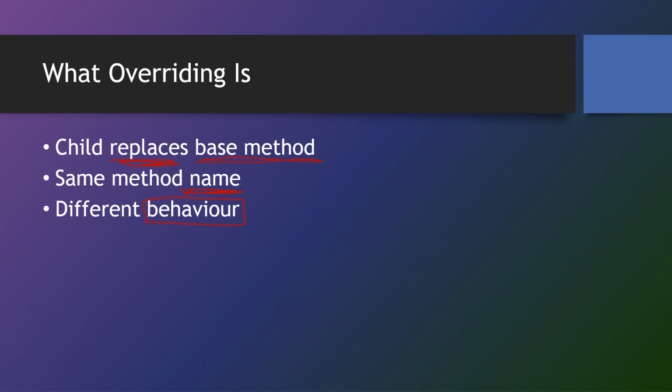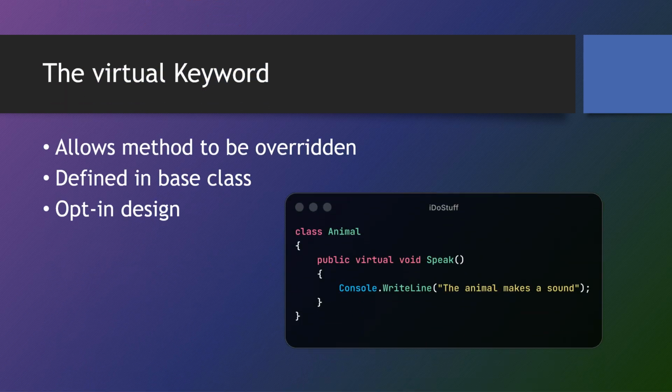The virtual keyword, base class side. For a method to be overridden, the base class must allow it. That's what the virtual keyword does. When you mark a method as virtual, you're saying, child classes are allowed to change this behavior. Without virtual, C# will not allow overriding. This is a deliberate design choice to prevent accidental changes.